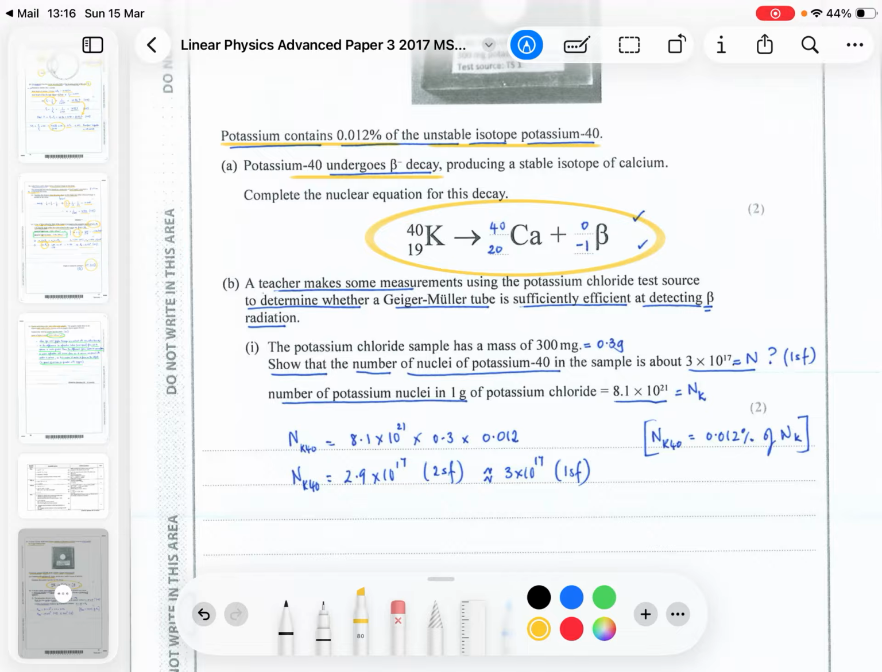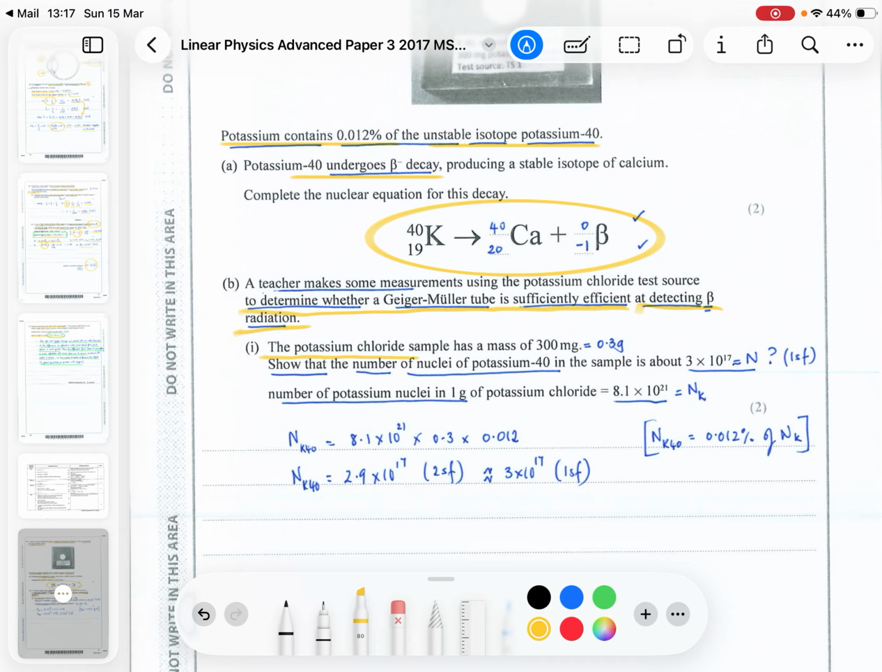So a teacher makes some measurements using the potassium chloride test source to determine whether the Geiger Müller tube is sufficiently efficient at detecting beta radiation. Okay? So are Geiger Müller tubes efficient at detecting all types of radiation? Well, the answer is no, they're not that efficient, because not all the beta particles will get into the Geiger Müller tube to cause an ionization effect.